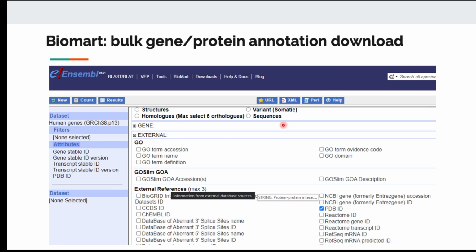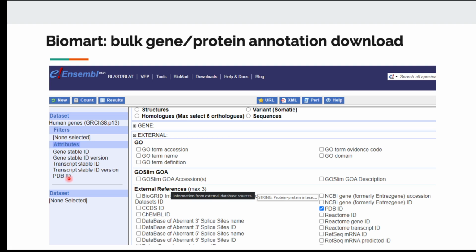So in order to create this type of table, you can go to the BioMart service on the Ensembl website. BioMart, as the name implies, is a mart for biology knowledge. On BioMart, first you can select the species of interest. In this example, I select human. And once you select the species, you can fill in your basket as you go shopping.